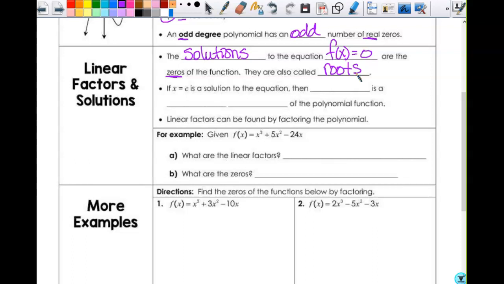So if I get x equals c as a solution, so x equals 5, let's say that I get that, then that means that x minus 5 would be one of the factors, right? So if x equals c is a solution to the equation, then x minus c is a linear factor of the polynomial.